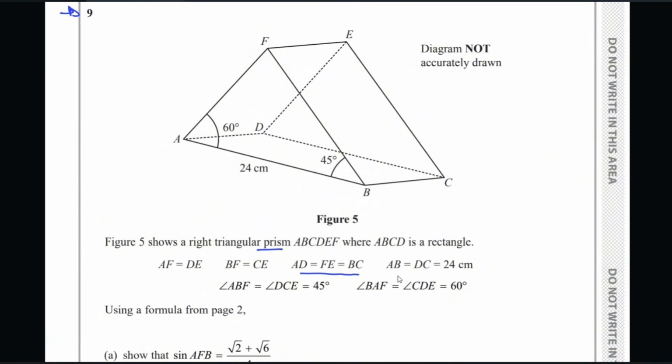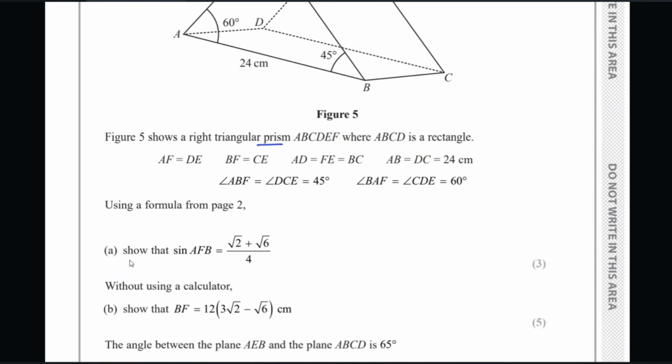Okay, next, AB and DC are equal to 24. So AB, this length, and DC, they're both equal and they're equal to 24 centimeters. And then angle ABF is equal to angle DCE, which are 45 degrees. So angle ABF and angle DCE are 45 degrees. Next is the 60-degree angle BAF and angle CDE. BAF and CDE. Okay. What does the question say?